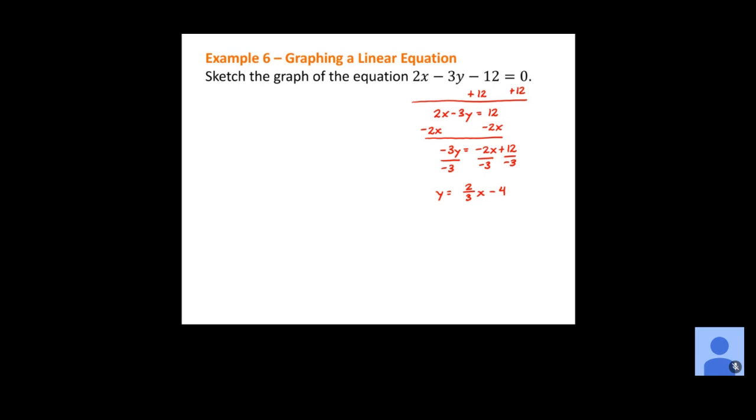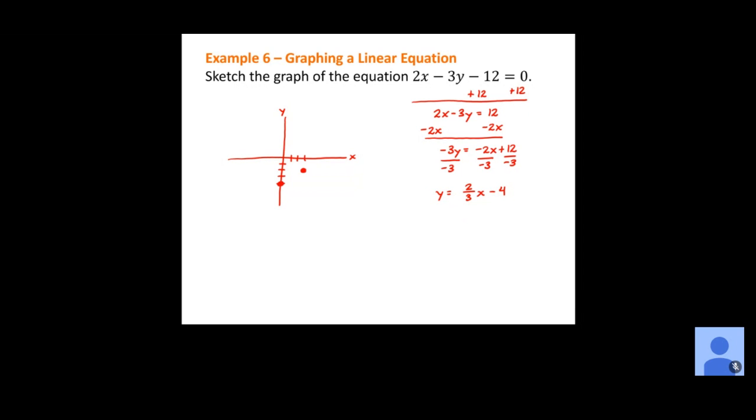So now we want to sketch the graph from that slope-intercept form. So I'll draw my axes here. Y-intercept is negative 4, so that's where I'm going to start. So I'm going to go down 4 on the y-axis. This time our slope is 2/3, so that means we're going to rise 2 and then run 3. So I'm going to go up 2 units. I'm going to go to the right 3 units. And then I'm going to put another point right there.